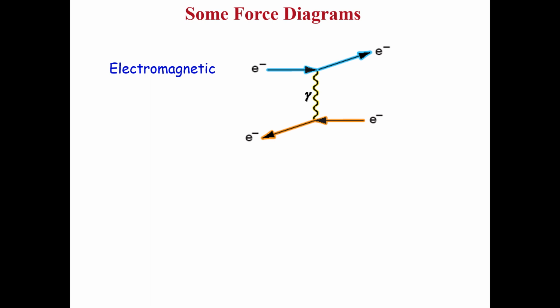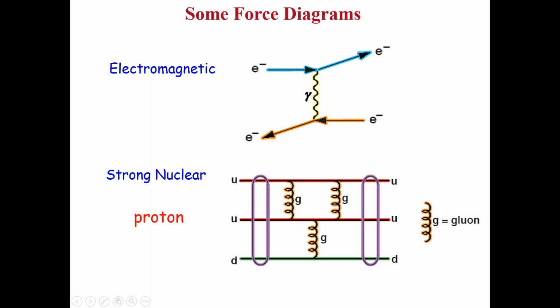Some force diagrams, you know, the fermion diagrams. The diagram for the electromagnetic force can look like this, and we will also explain this in some of the coming lectures. The diagram for the strong nuclear force, which is operational between the protons or the neutrons, will look like this. It is a combination of different quarks. If we say the strong nuclear force is operational between the protons, you know what we mean by the proton.